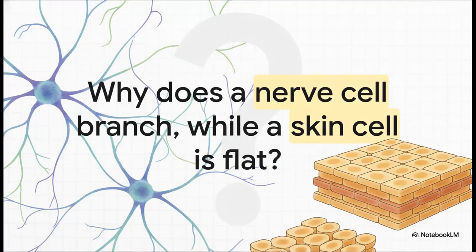Okay, so that brings us to a really interesting puzzle. Why is there such a crazy diversity in cell shapes? I mean, why does a neuron look like it's reaching out with all these branches, while a skin cell is basically just a flat, stackable brick? The answer to that question, well, that's the key to understanding everything we're about to cover.